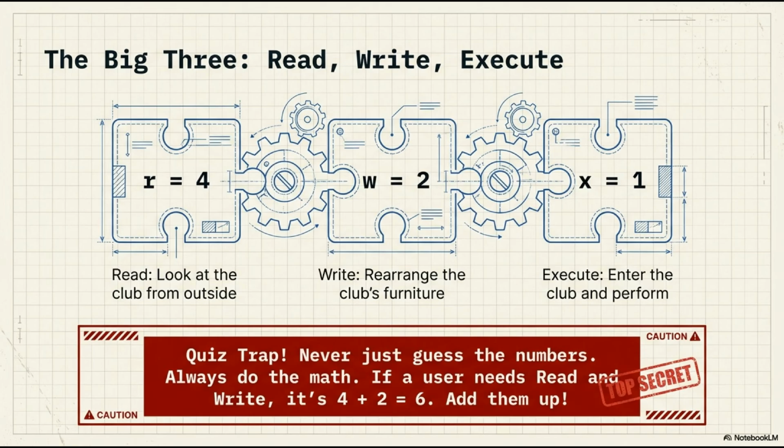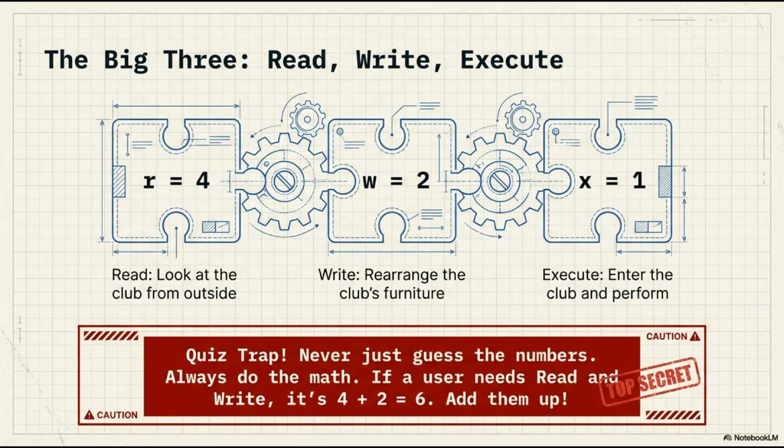Exactly. And there's a major quiz trap here that we need to point out. Never just guess the numbers. Always do the math. If a user needs read and write, you add 4 and 2 to get 6. Don't try to memorize every combination. Just rely on the addition. That mathematical certainty is super helpful.